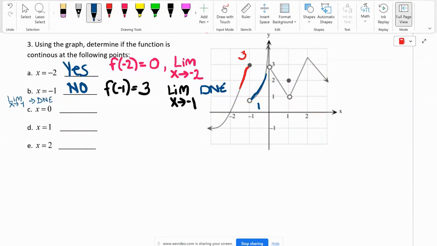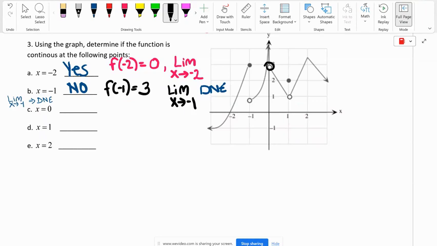Okay, x is equal to 0. We want to know if it's continuous. So at x equals 0, looks like there's only one circle here. Do we agree? Is there another circle anywhere? No. And what is that circle? It's open.